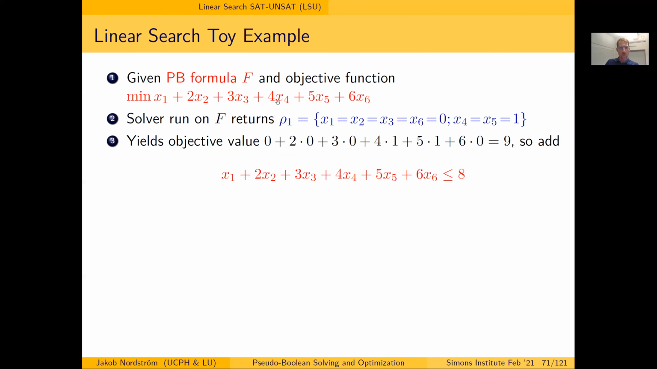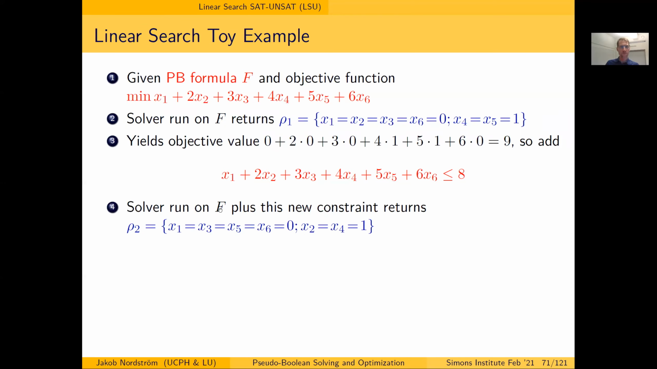So we get a contribution only from x4 and x5, and the others contribute 0. So the objective function value here is 9. Now we want a better solution than this, so we add the constraint that the objective function should be less than or equal to 8. Note that this is not a normalized constraint because it is not a greater than or equal constraint, but we agreed already in part 1 of this tutorial that we know how to convert this into normalized form, and here it is convenient to use this syntactic sugar to think of this as a less than or equal constraint.